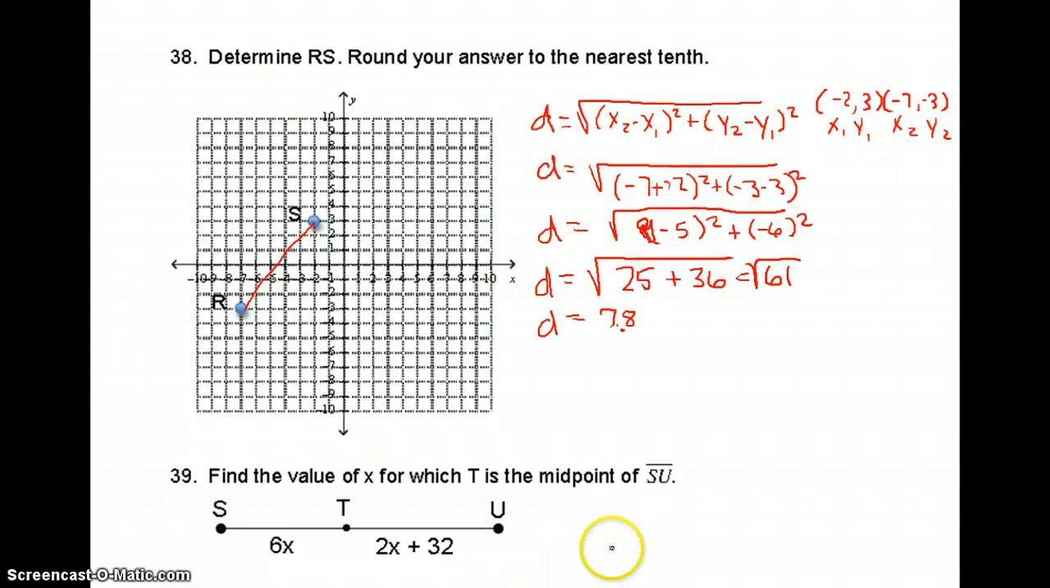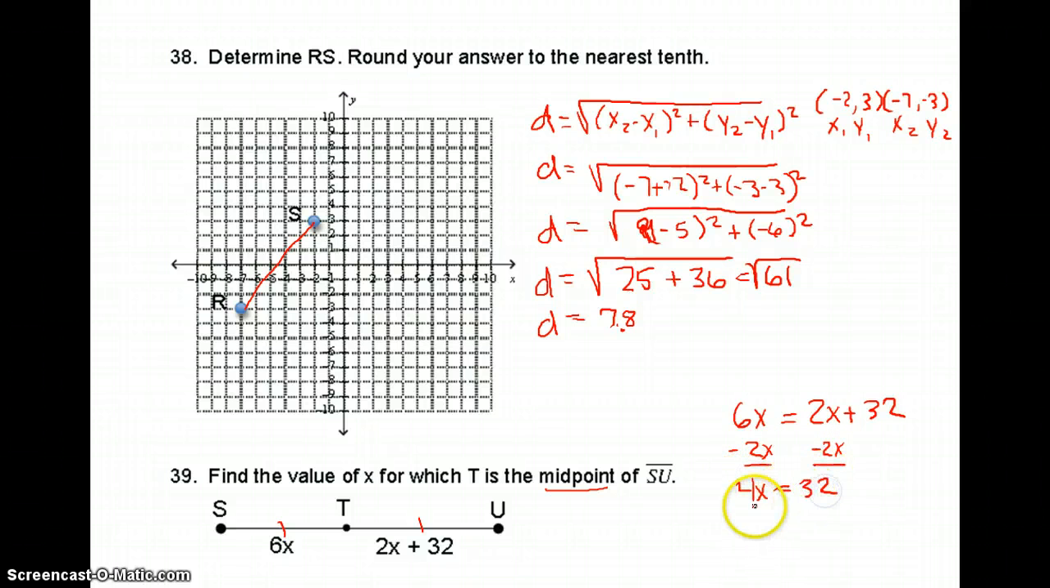39. Find the value of x for which T is the midpoint of SU. So if T is the midpoint, that means this and this are equal. So our equation is going to be 6x equals 2x plus 32. Subtract 2x from both sides. 4x equals 32. To find x, I'm going to divide by 4. X equals 8.